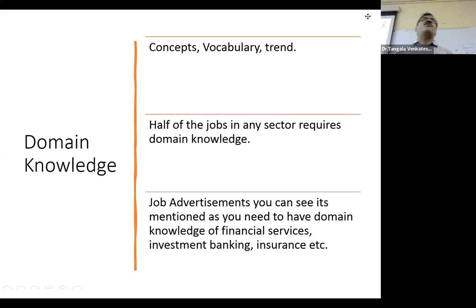Or if you are bored of reading the textbook, you can listen to these concepts on YouTube, or you can get them downloaded in the form of PDF right from Google itself. If you want terminologies and concepts about insurance, if you just type insurance concepts PDF, you will be able to download some file or the other.